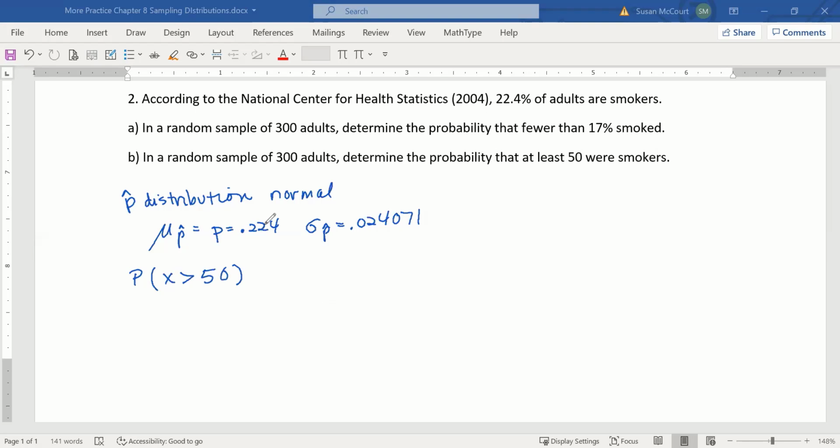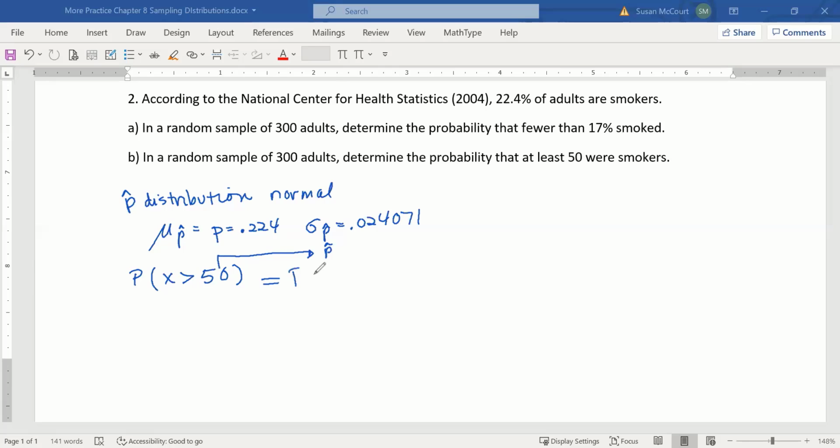Now notice 50 is very different than 0.224 in terms of the size of the number. If you put it in StatCrunch, you're going to get the answer of 0, and it's going to look really weird. It's not even going to show up on the graph. That's because we need this to be translated into a p hat probability.